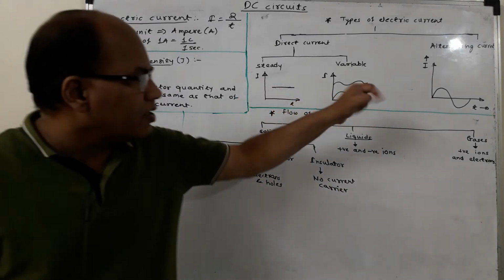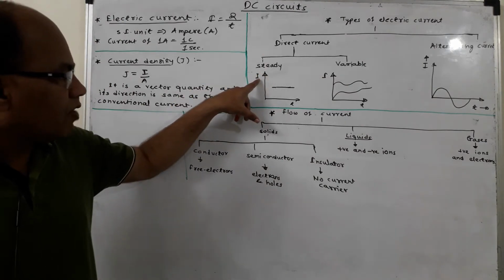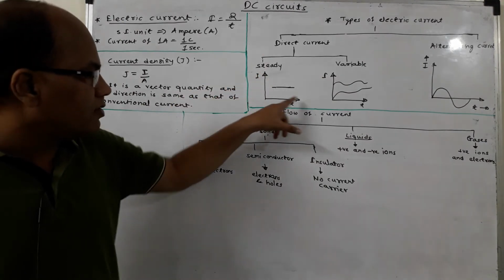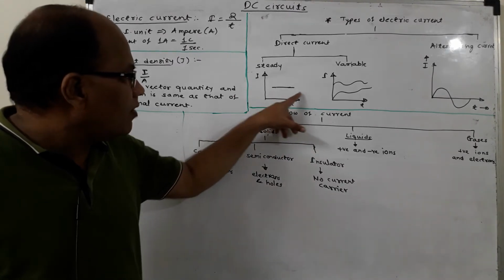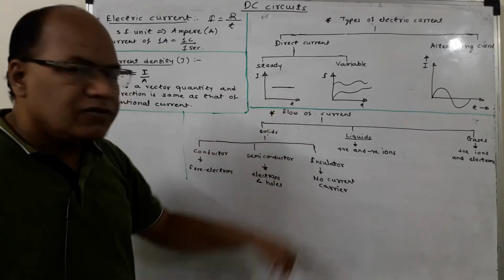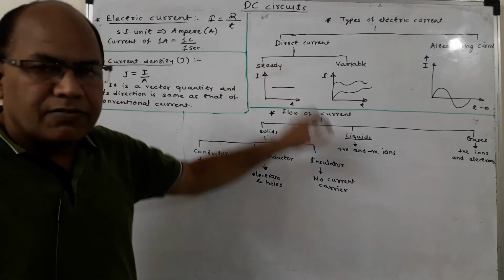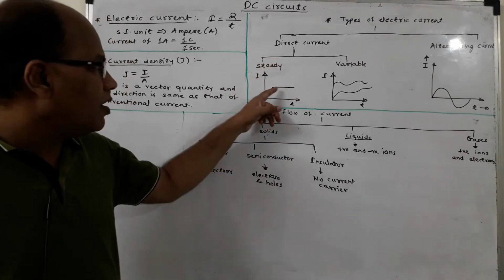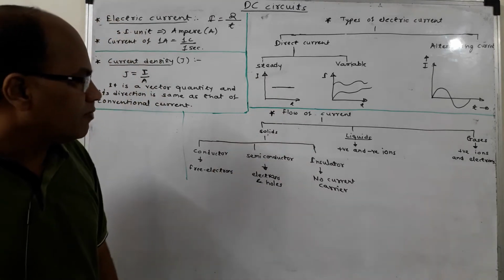Now I have shown three graphs over here. Current I has been plotted on the y axis, and the x axis or this horizontal axis represents the time. If the graph of current against time appears to be parallel to the time axis, it means that current is of constant magnitude, whereas its polarity is remaining the same. It is moving in the same direction.